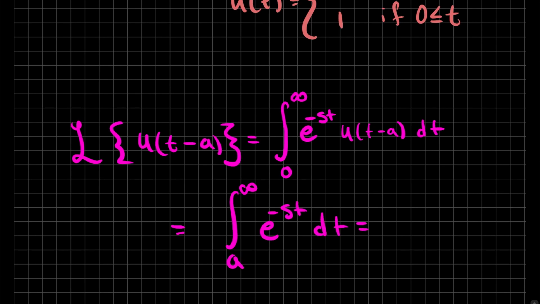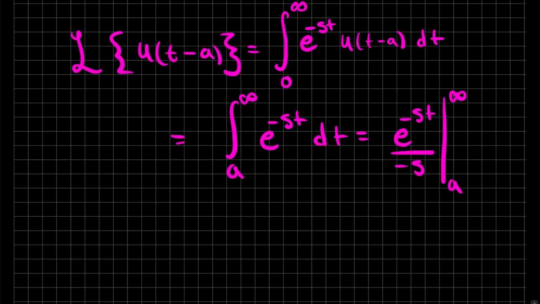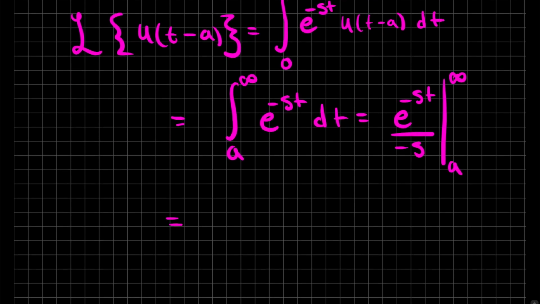All right. Well, this is something we can compute. What we get is e to the negative st divided by negative s evaluated at a and infinity. You can go ahead and calculate the limit as t goes off to infinity, and what you're going to get is 0. And when you plug in a, you're going to get minus e to the negative sa over negative s, so you get e to the negative sa over s.